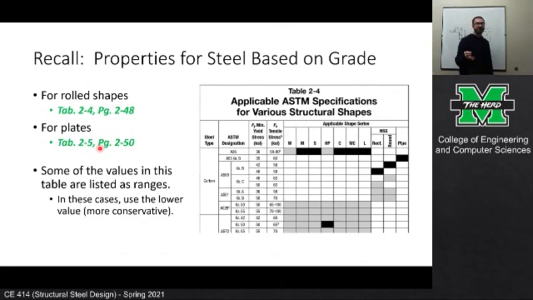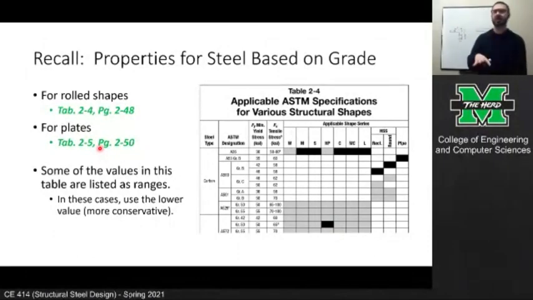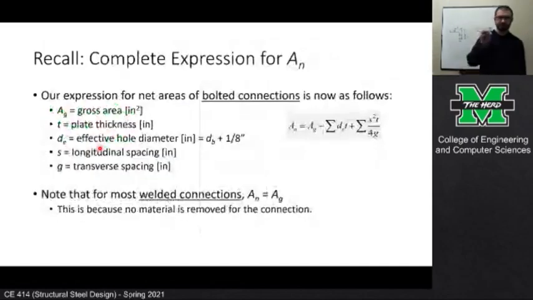For our steel values, and this goes to Mr. Roman's question, we can find the FY and the FU properties for a given steel grade either on table 2-4, table 2-5. Whenever you have a range, always use the lower value because it's more conservative.